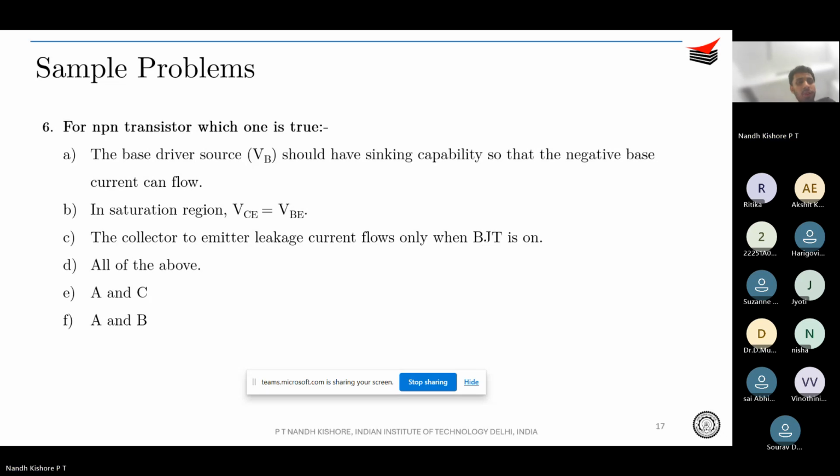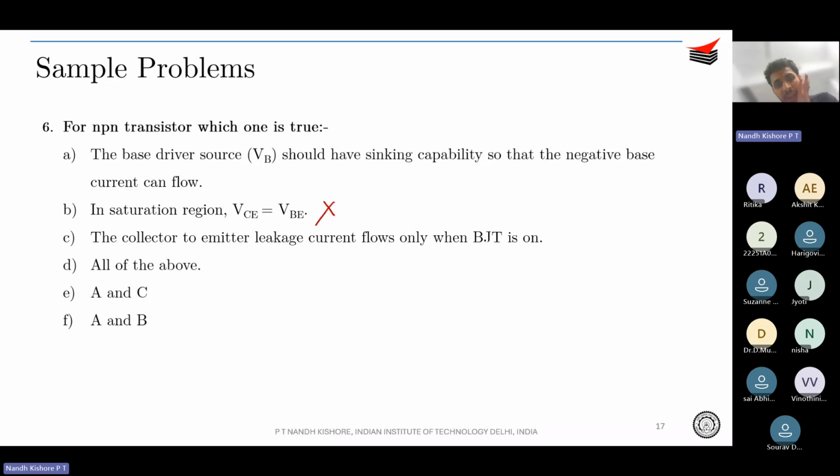For an NPN transistor, which one is true? Base driver source should have sinking capability, so the negative base current should flow. In saturation region, VCE equal to VBE: this is not true. Collector to emitter leakage current flows only when BJT is on: of course, this is not true. Leakage current flows only when the device is off. So A and C are not true, A and B are not true. The answer is actually A.